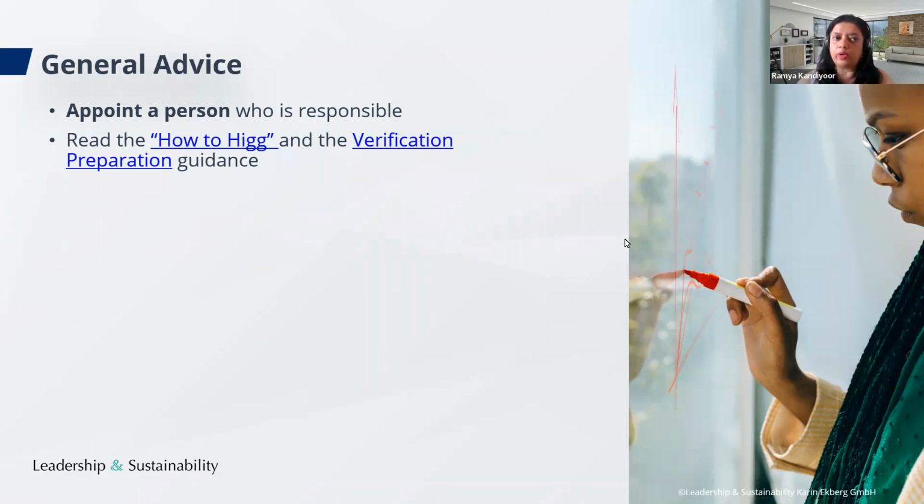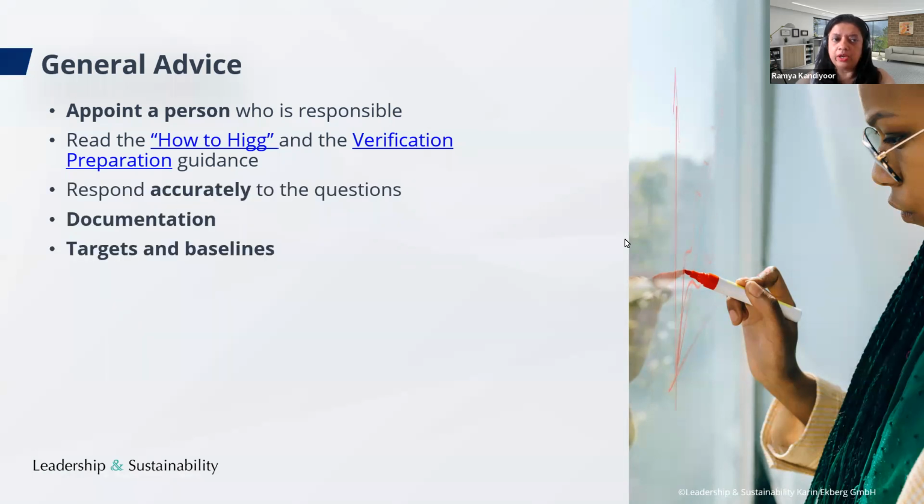You would be required to understand the verification preparation guidance also, so that you know what exactly has to be uploaded for what question. How is the verifier going to be verifying the details? What is it that you would need to keep and show to the verifier when he is coming to the facility? Of course, you would be required to respond accurately to all of the questions.